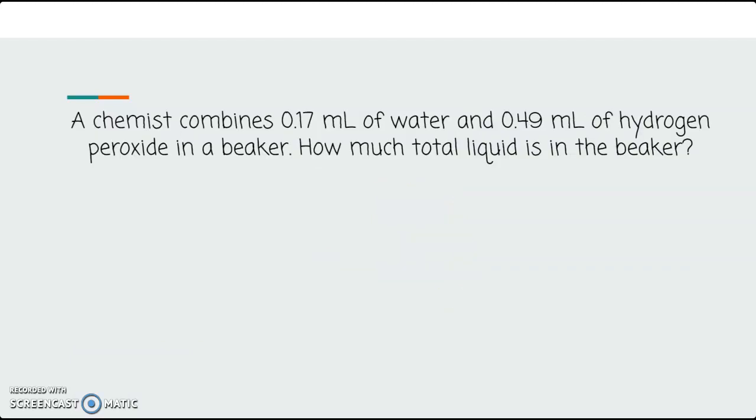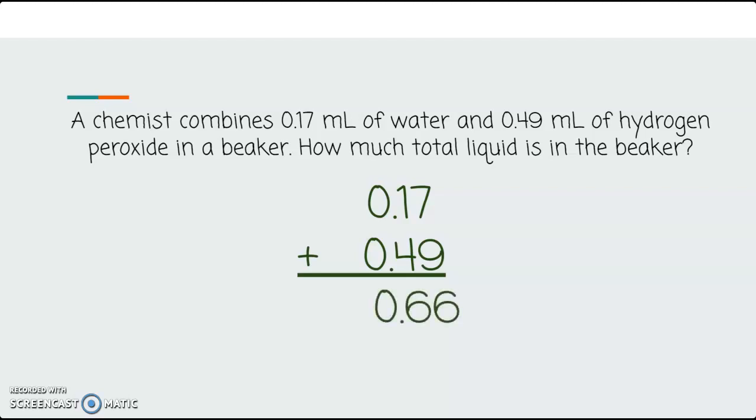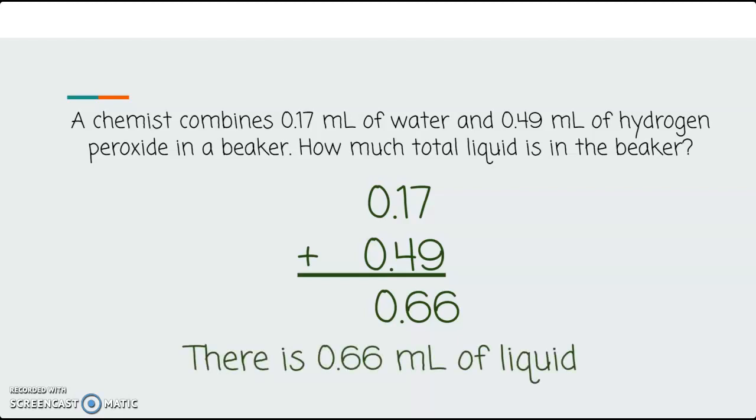Our second word problem example is a chemist combines 0.17 milliliters of water and 0.49 milliliters of hydrogen peroxide in a beaker. We want to know how much total liquid is in the beaker. We see the word total. It lets us know that we are combining both of our numbers together, and when we combine together, that means addition. So I'm going to take 0.17 and I'm going to line up my decimals vertically and add 0.49. When I add these together, I get 0.66. Therefore, there is 0.66 milliliters of liquid in the beaker.